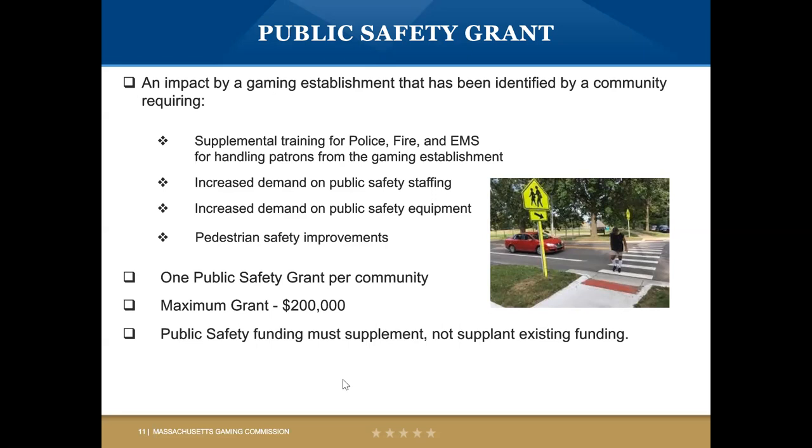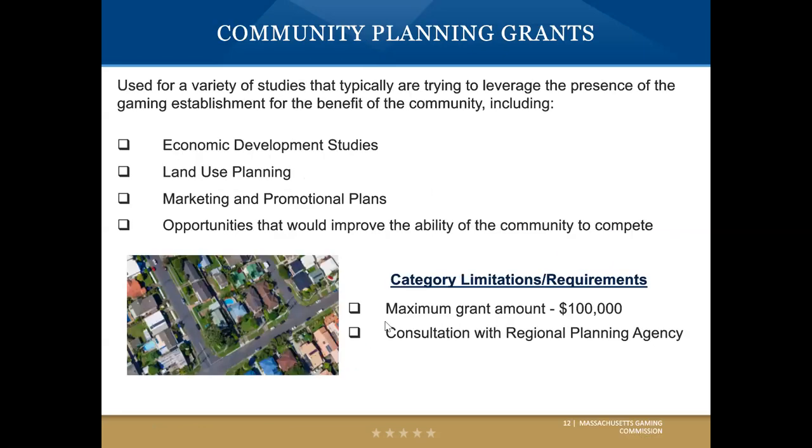Great, thanks, Kate. So the next category, the community planning grants, we talked about this a little bit before on the changes we made, but these grants are typically used to try to leverage the presence of the casino, the gaming establishment, for the benefit of the community. Things that we've done in the past: economic development studies, land use planning, some marketing plans, promotional plans, tourism plans, things of that nature. And then some of the other things that communities have done is to create training programs for local businesses to try to help them better compete for business at the casino. So things like that, they're all good stuff.